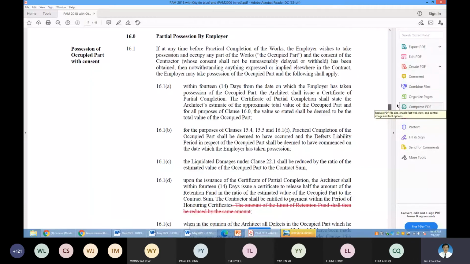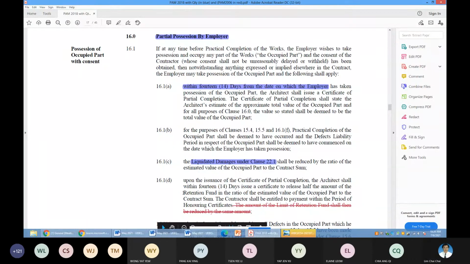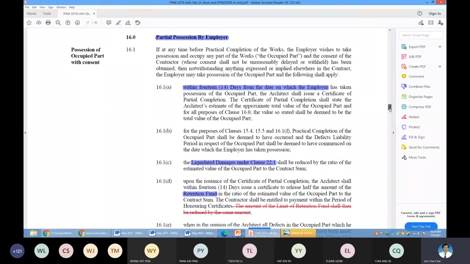Possession to occupy part of the work, you call it partial taking over under your clause 16.1, A to F. So this is what we have discussed already just now. 14 days to issue the so-called partial practical completion. And then the liquidated damages to be adjusted. And then the so-called retention sum to be released and so on. So this one is already discussed above.